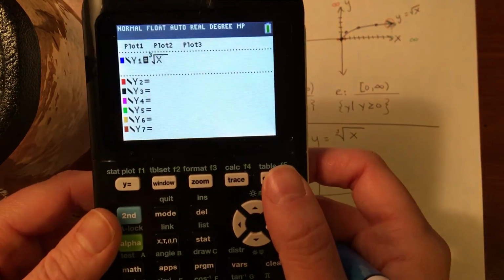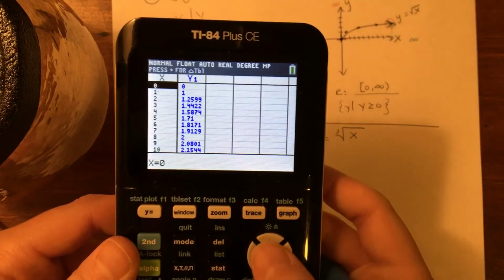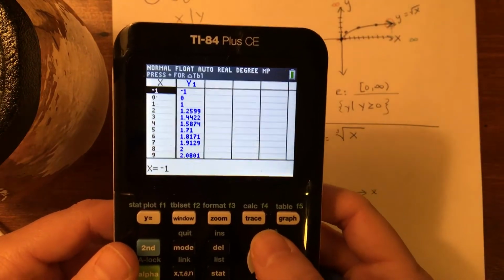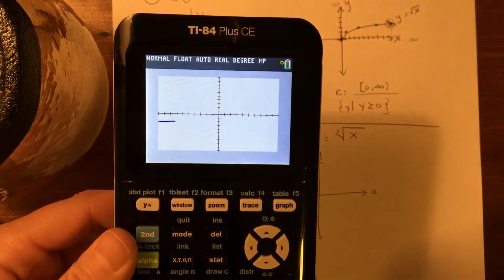And let's go to the table, second graph. Okay, this one, very specific points as well. So this one I'm going to scroll up. This one is in the shape of an S. Let's just hit the graph button just so you can see what it looks like.